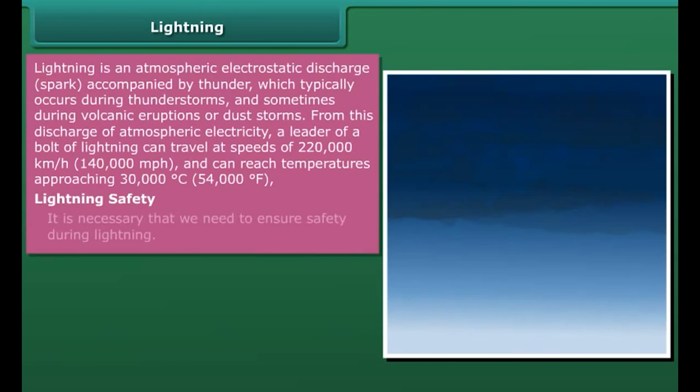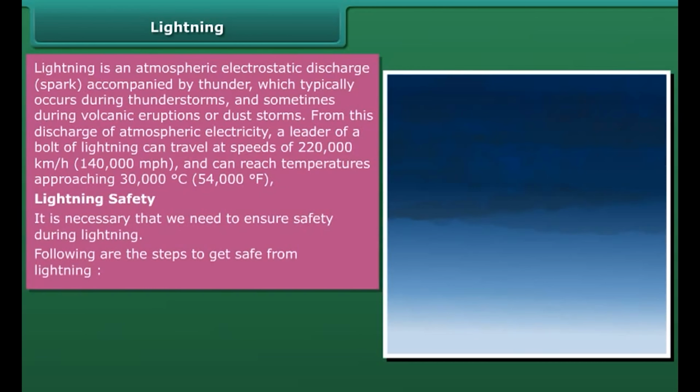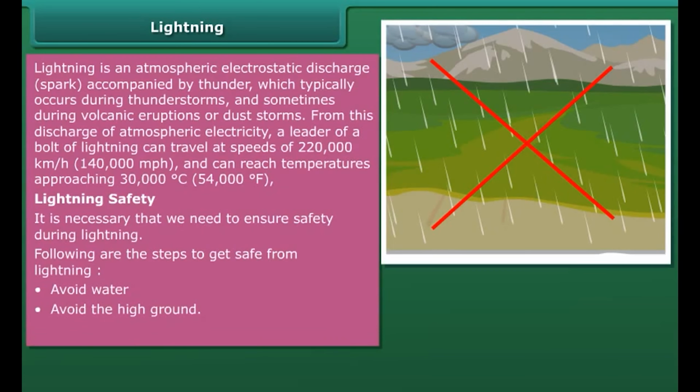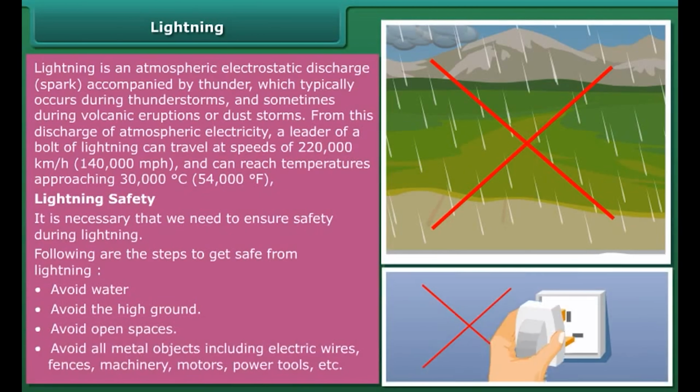Lightning safety. It is necessary that we ensure safety during lightning. Following are the steps to get safe from lightning. Avoid water, avoid the high ground, avoid open spaces, avoid all metal objects including electric wires, fences, machinery, motors, power tools, etc.